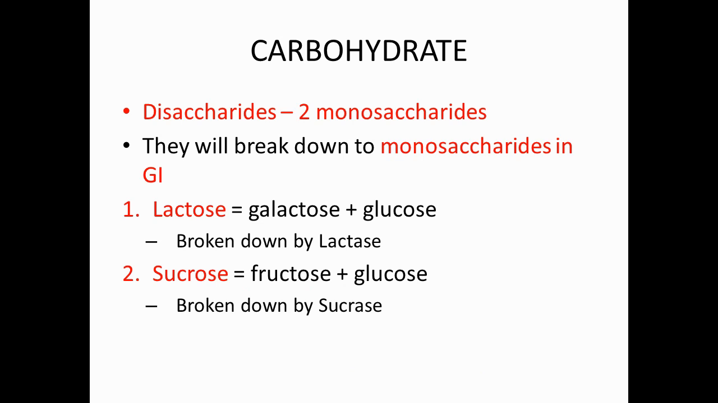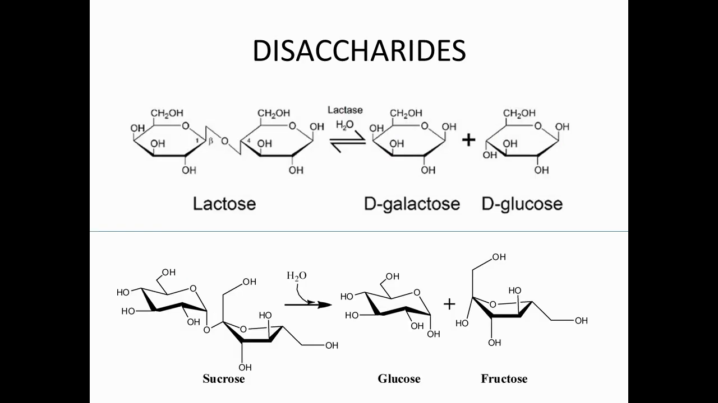Another group of carbohydrate is disaccharide, which has two monosaccharide units in its structure. They will break down to monosaccharides in the GI tract. The first is lactose, which is made up of galactose and glucose and is broken down by lactase in the GI tract. Second is sucrose, which is made up of fructose and glucose, and is broken down by sucrase in the GI tract. As we have said, lactose is broken down into galactose and glucose by lactase, and sucrose is broken down into fructose and glucose by sucrase.